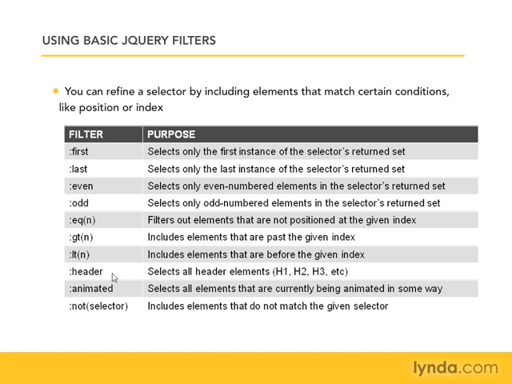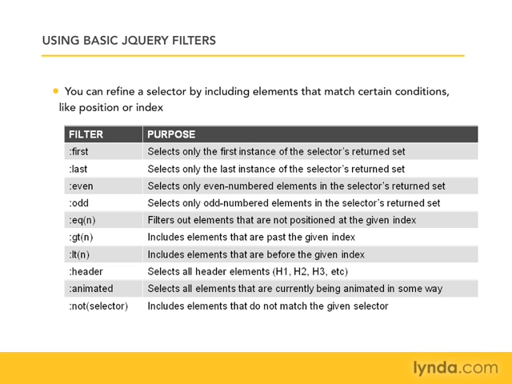The :header filter will select all header elements in the page, H1, H2, for example, all the way up through H6. The :animated filter will select all the elements that are currently being animated by jQuery in some way, and you would use this in conjunction with the animation ability of jQuery, which we'll get to later. And then finally, there's a negation filter, and it's called the :not filter. And the :not filter takes a selector, and that will include elements in the result set that don't match the given selector.